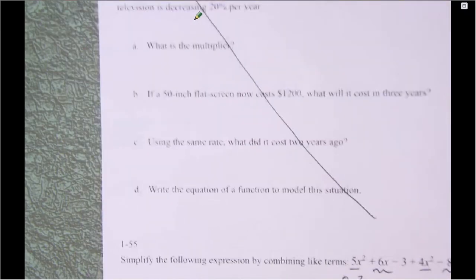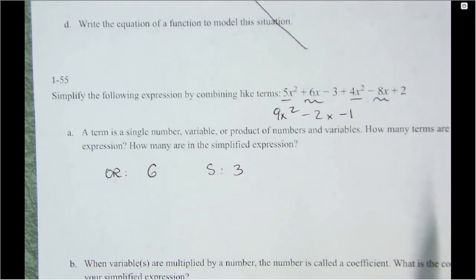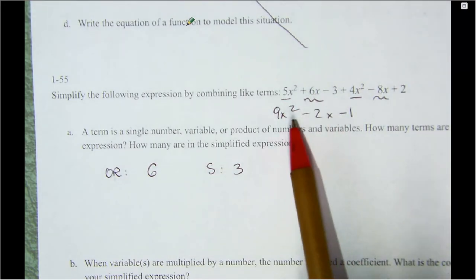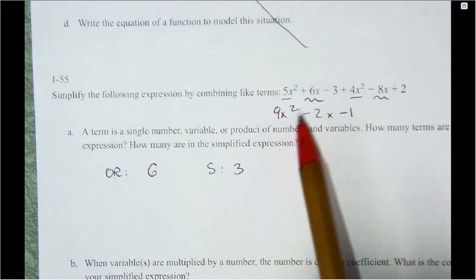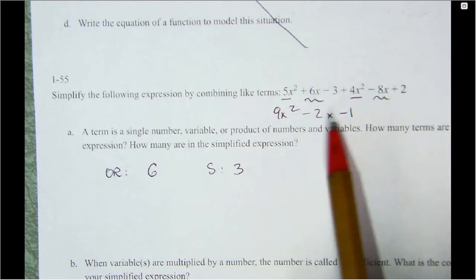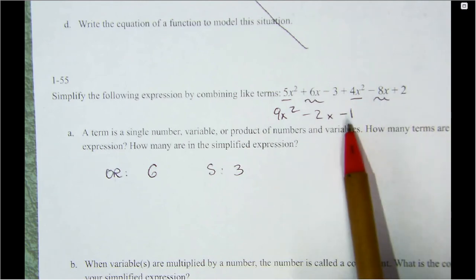Number 54, I ask you not to do. And then you have number 55 to simplify. Simplify means you were combining like terms. So 5x squared with 4x squared, that's 9. 6x minus 8x, negative 2x. And then negative 3 and 2, negative 1.